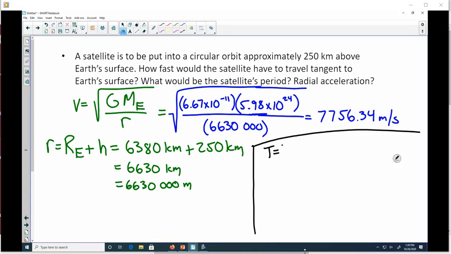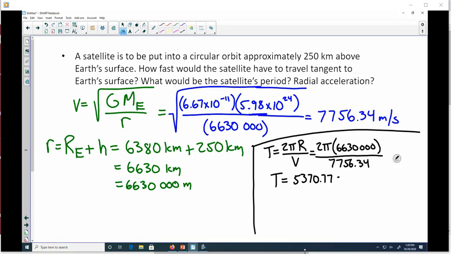We can now use this to determine the period of that particular object. We know that the period is equal to the distance divided by the velocity, so the circumference of the orbit divided by the velocity at which it travels. And from that, determine that the period of this particular satellite would be 5,370 seconds, or 89.5 minutes, or about an hour and a half.